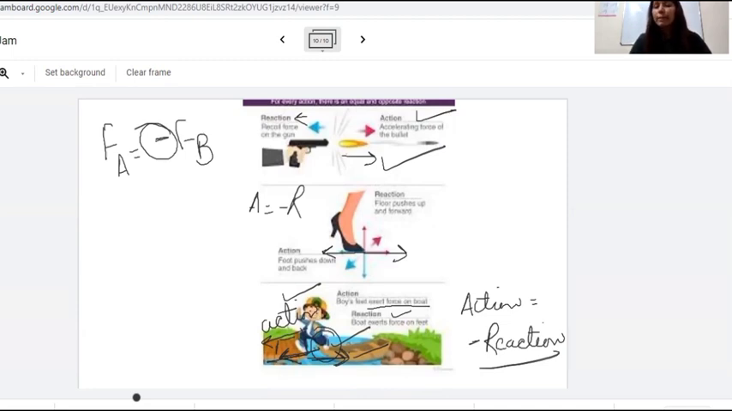I hope I have made this Newton's third law of motion clear to you with the help of these images. Although I have taken these images from the internet, I hope I have made myself clear to you all.